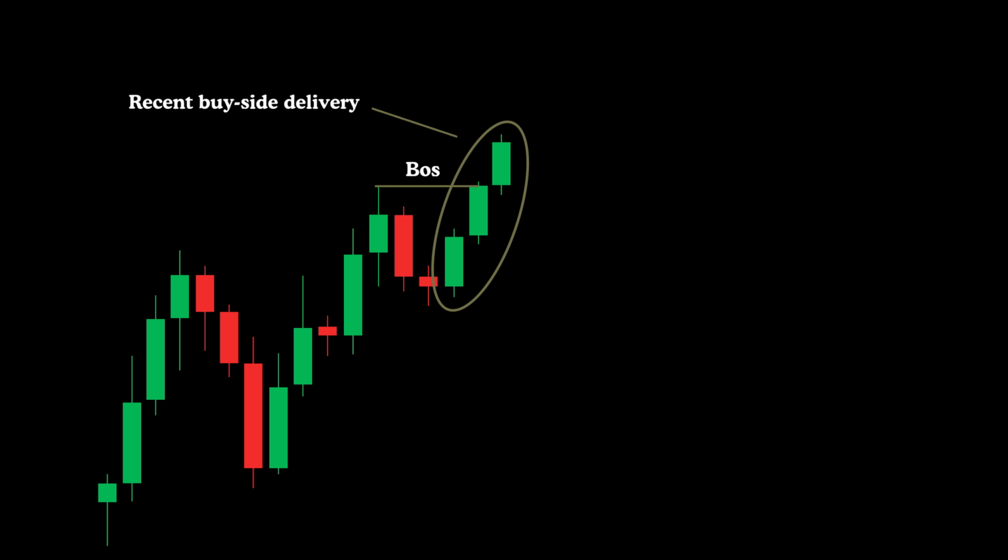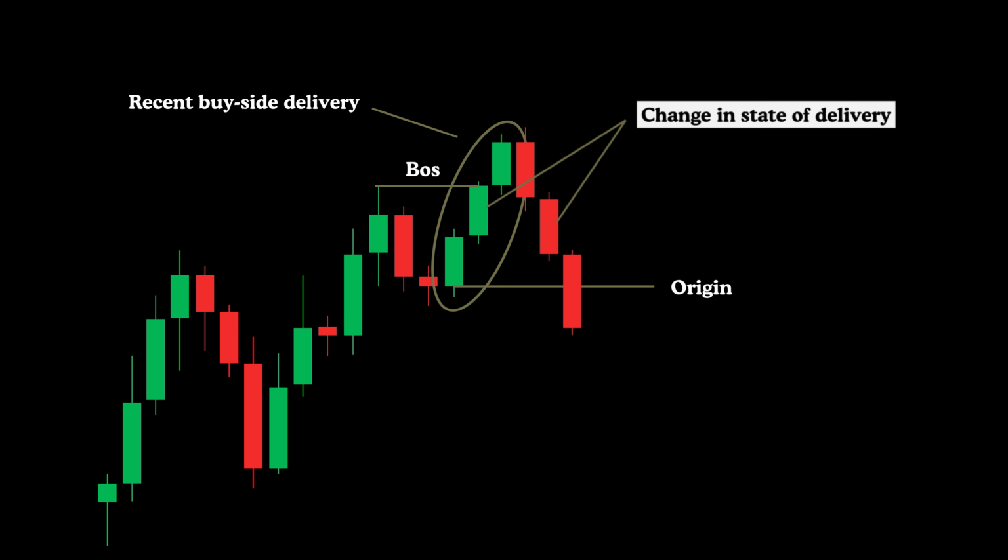We mark the body of the first candle as the origin point of this upward movement. The structure remains clearly bullish. After a minor correction, we expect the price to continue rising. However, if the price suddenly drops and closes below the demand zone, meaning the entire bullish impulse has been invalidated, this is called a change in state of delivery.